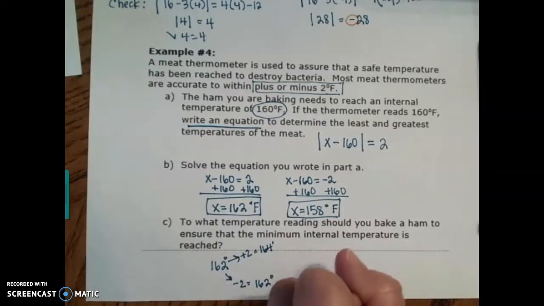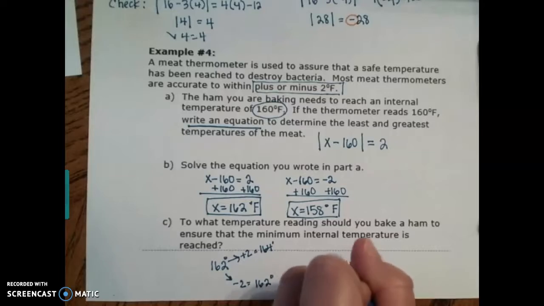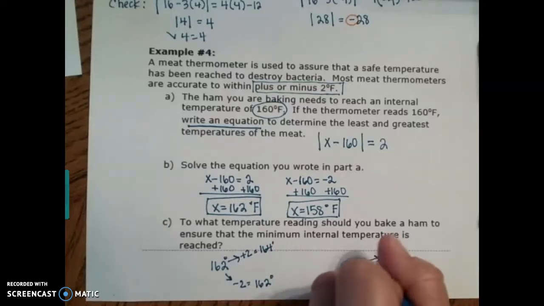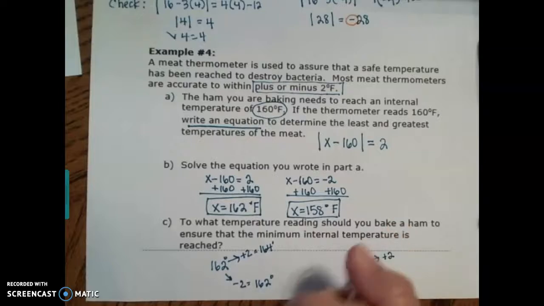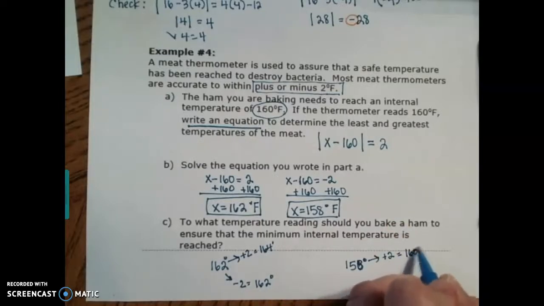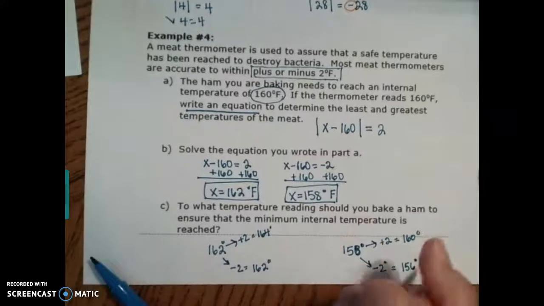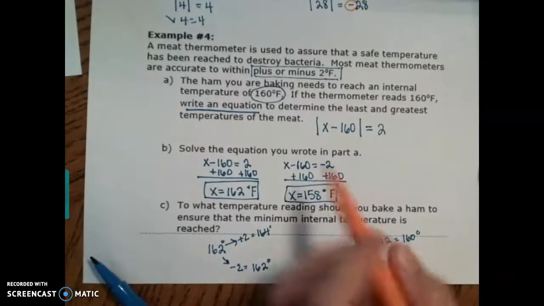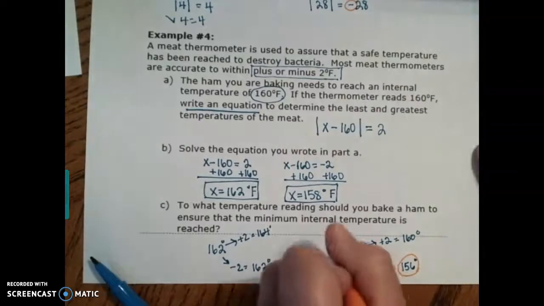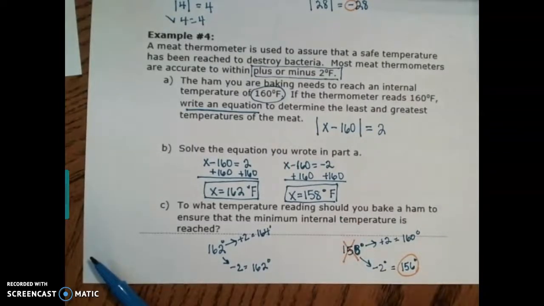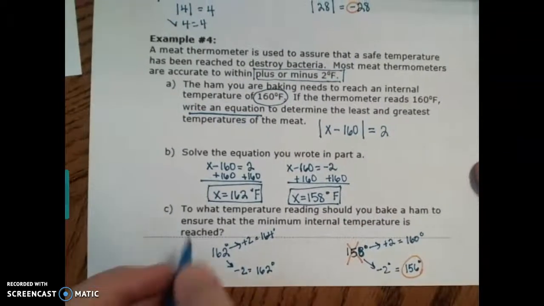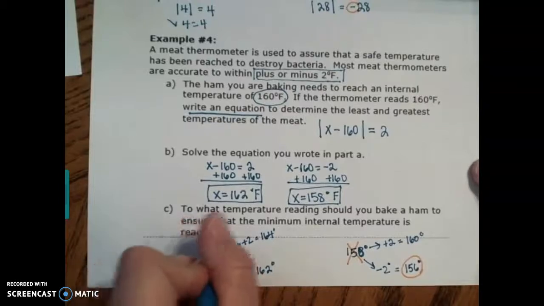If we had 158 degrees, and we were cooking at 2 degrees higher, that would give us 160 degrees. So that would work. Okay. But if we were baking at 2 degrees lower, that would be 156 degrees. This is not enough. Okay. It has to be at least 160. So we don't want to use this answer. The minimum temperature we could be baking at would be 162 degrees.